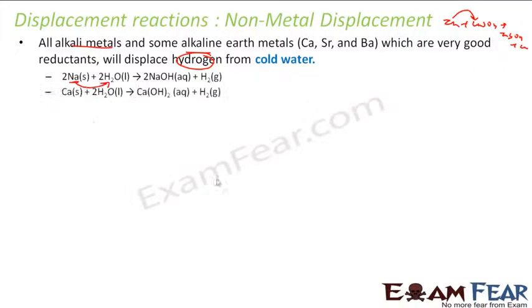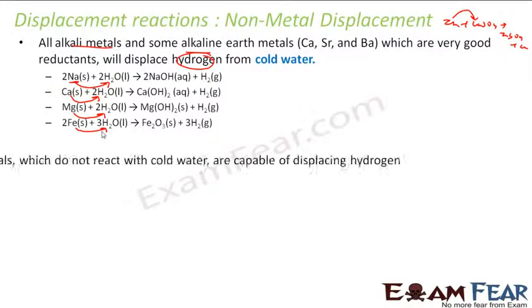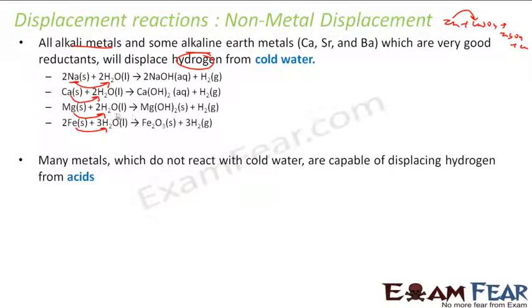More examples: calcium plus water, calcium will kick out this hydrogen; magnesium plus water can kick out the hydrogen; or iron plus water, the reaction for rusting, will also kick out hydrogen. Sometimes metals are not very strong and are not able to kick out hydrogen from water, but they are able to kick out hydrogen from acids. For example, zinc doesn't react with water, but if you react zinc with HCl, zinc can kick out hydrogen from HCl.